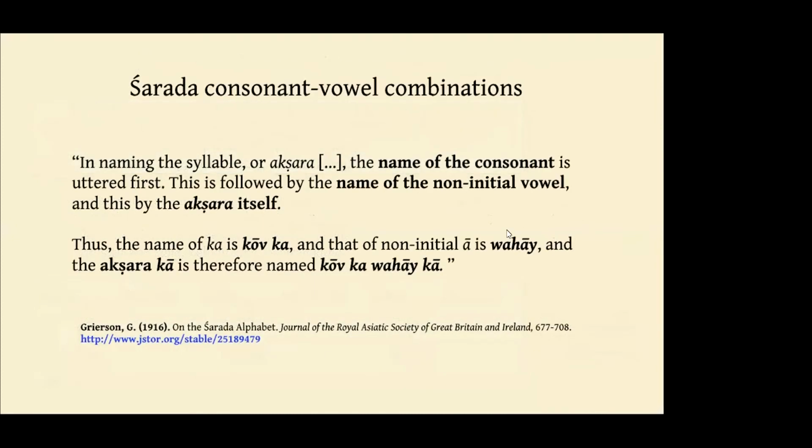Interestingly enough, in northwestern India, Kashmir is one place, they had exactly the same system as in South Sumatra. So this South Sumatran method of teaching consonant and vowel and final consonant combinations is not just something from island Southeast Asia. It's attested in northwestern India. So he says the name of ka is kov ka, and that of non-initial a is wahai, and the akshara ka is therefore named kov ka wahai ka. The same structure as in South Sumatra. So this, I think, is a very good clue, in addition to all the other clues, to an origin of these scripts in northwestern India.